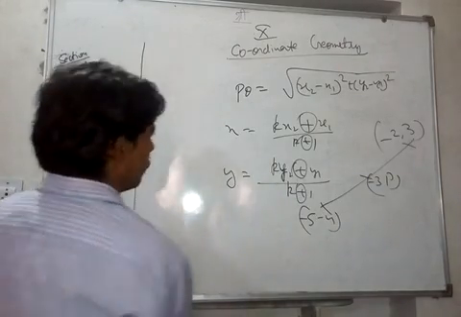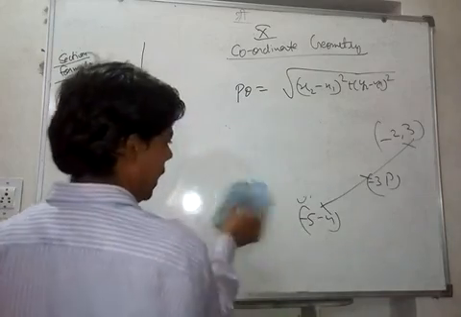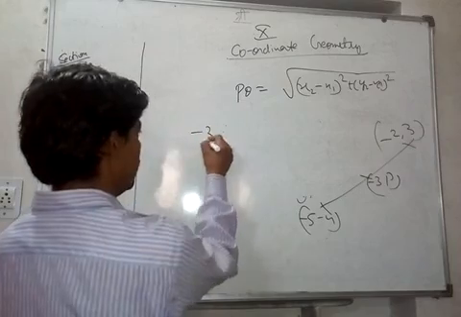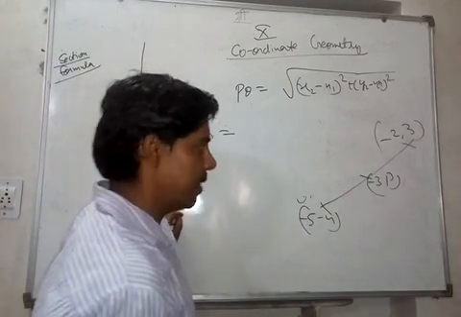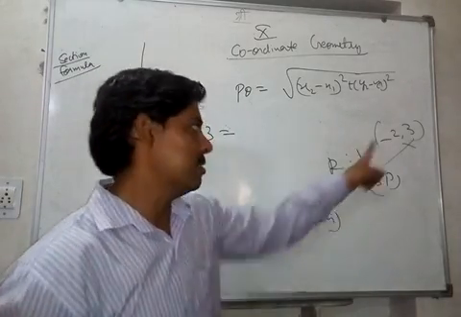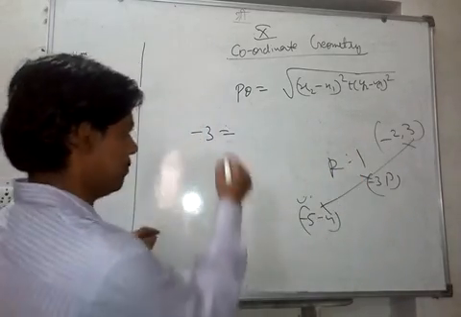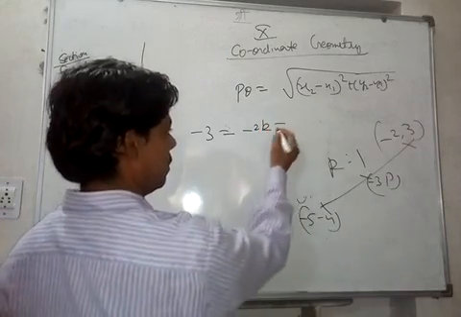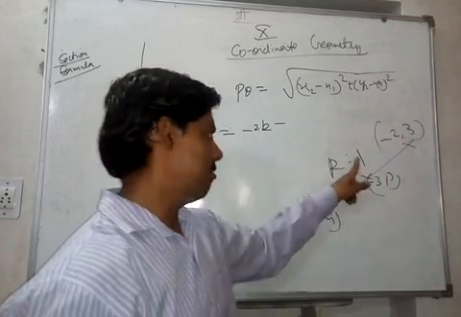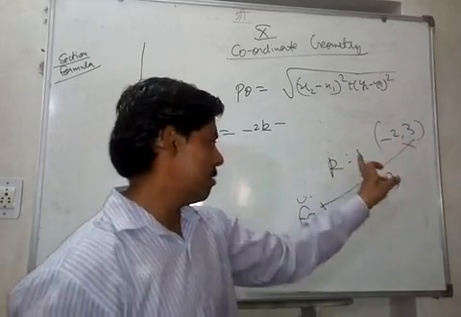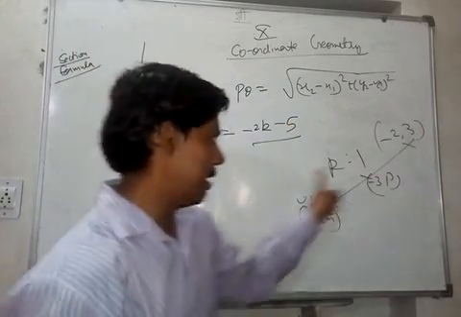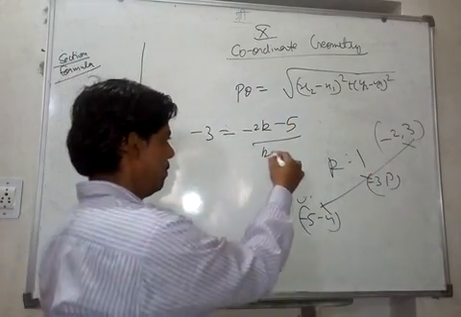So let's solve it. This is your question number 12, and how will you solve this? Suppose we look at the x coordinate, minus 3, so you can let the ratio be k is to 1. Now you multiply: with k you multiply minus 2, and with 1 you multiply minus 5. So you get minus 2k minus 5 upon k plus 1.